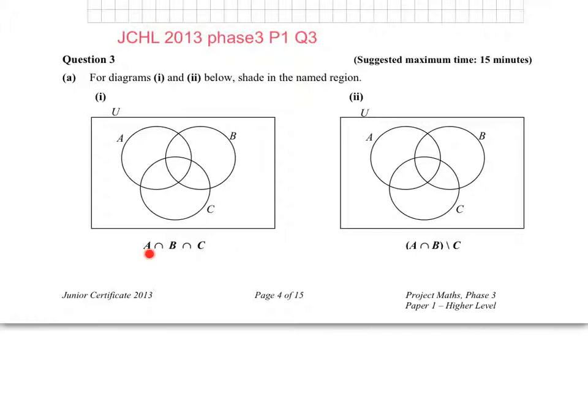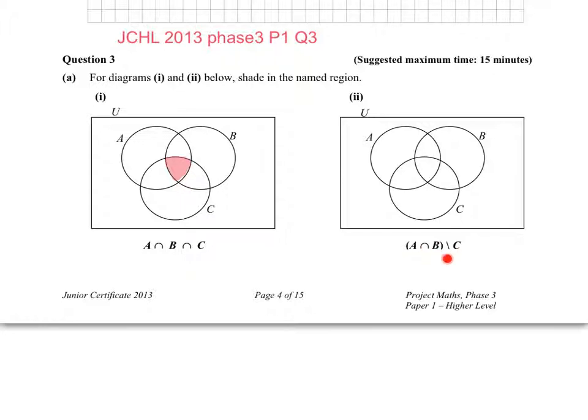So here we have A intersection B intersection C. So we're talking about the intersection of A, B and C. What is the overlap of A, B and C? Well, that is this section here in the middle. It's where A, B and C are all occurring.